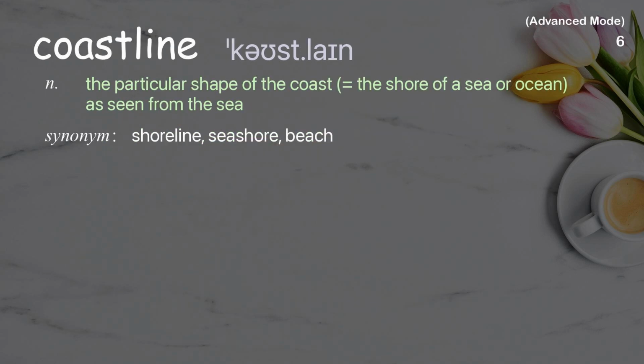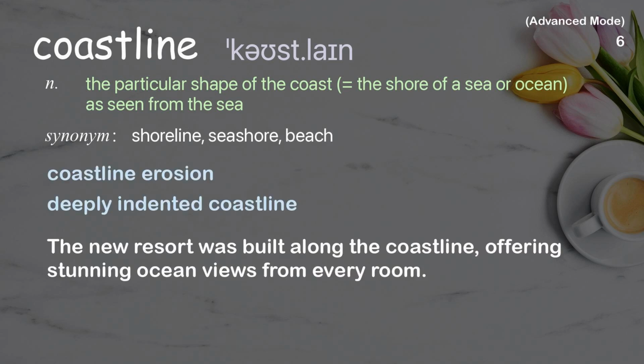Coastline. The particular shape of the coast, equal to the shore of a sea or ocean, as seen from the sea. Examples: Coastline erosion. Deeply indented coastline. The new resort was built along the coastline, offering stunning ocean views from every room.